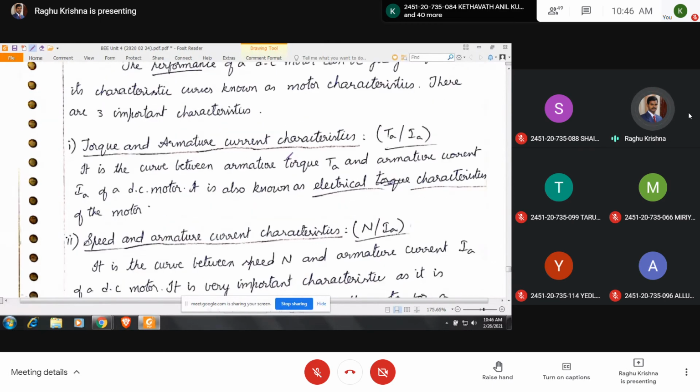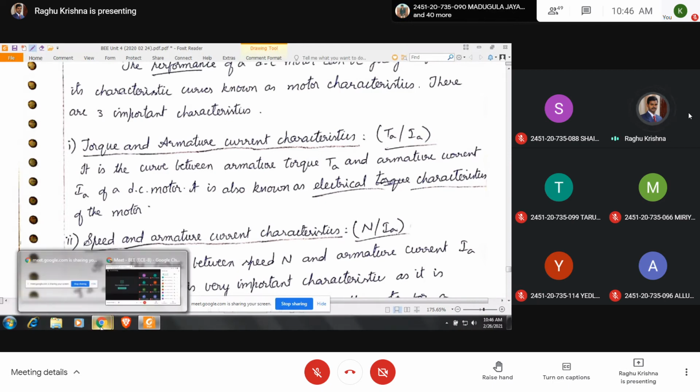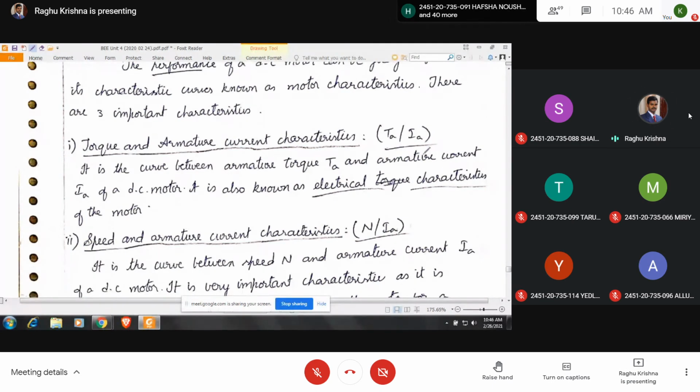There are three important characteristics. So here also you have three important characteristics. What about the first one? Torque and armature current characteristics. So torque versus Ia. On the y-axis you are going to take the torque, and on the x-axis you are going to take the armature current.